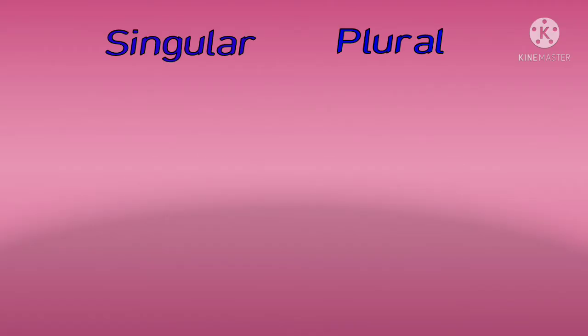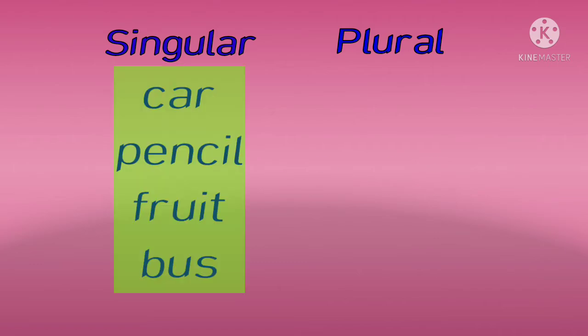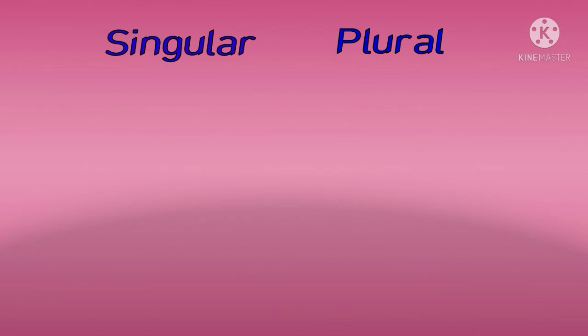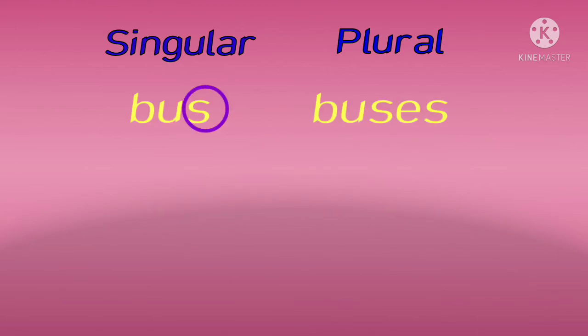Most of the plural forms can be obtained by adding suffix s or es to singular nouns. Say for example, the plural form of car is cars, pencil is pencils, fruit is fruits, bus is buses. Now let us see where to add s and where to add es. For words ending with letter s, we have to add es to make it plural. Say for example, bus, buses.